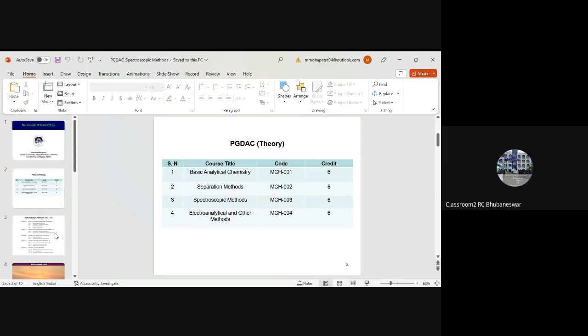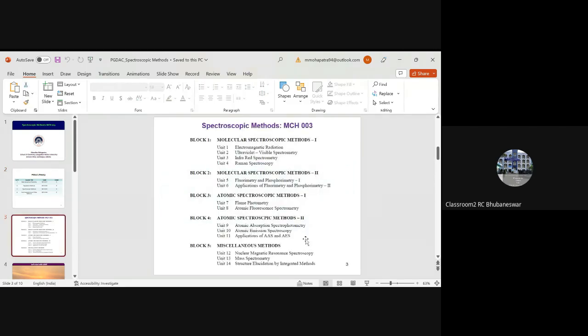So these were the courses we finished: electromagnetic radiation, UV-visible, IR, Raman, and which kind of molecules will show these kinds of spectroscopies, that also we discussed. Then fluorimetry and phosphorimetry we also discussed, and for fluorimetry I even showed you the instrument which I have in my lab.